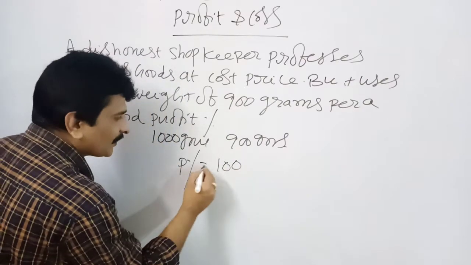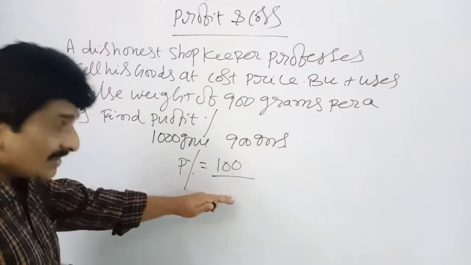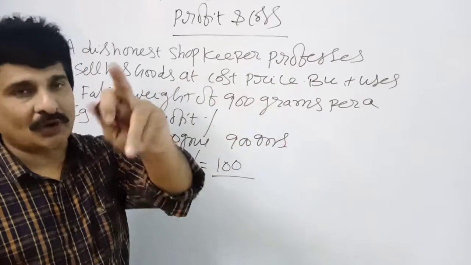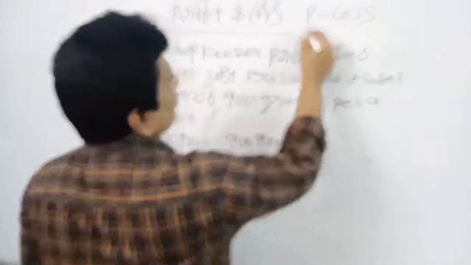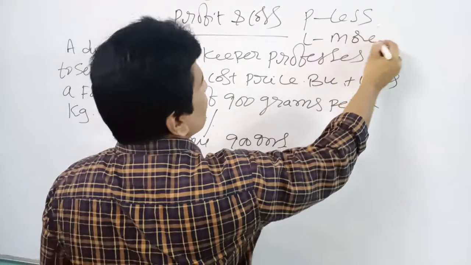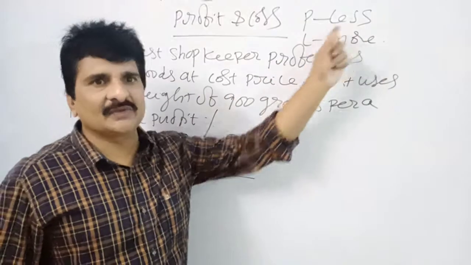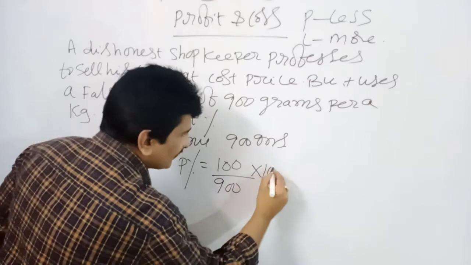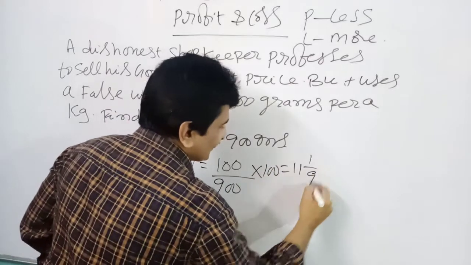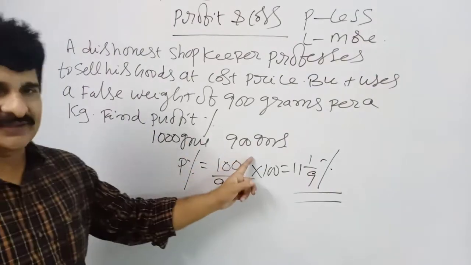Now we have to find the profit percentage. Profit percentage will be calculated on CP. In the previous video, I told you how to find the CP. When profit is obtained, the less value will be the CP. When there is loss, the more value will be the CP. This is what I already told you. So when profit is obtained, the less value will be the CP. Less means how much? 900. So 100 by 900 into 100. So what is the answer for this? 11 1 by 9%.